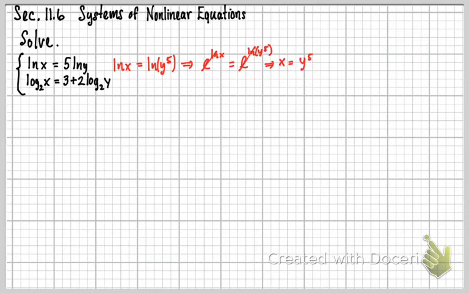Okay, so now I'm going to take that x equaling y to the fifth and plug that into this other equation. This is the only place I have an x, so that's the only place I have to put that y to the fifth. All right, so let's do it. Then I'm going to get log base 2 of y to the fifth equals 3 plus 2 log base 2 of y. Okay, so there's our equation now.